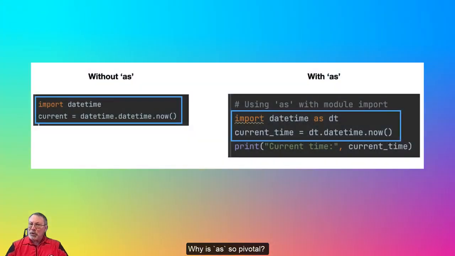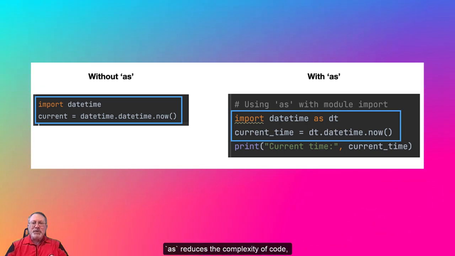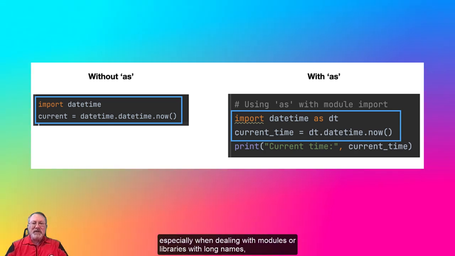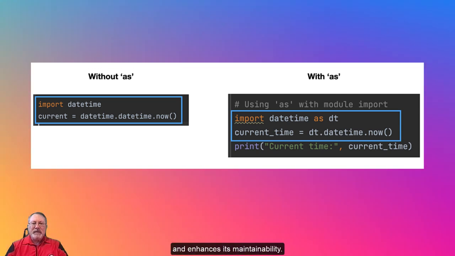Why is as so pivotal? Its main role is simplification. By allowing programmers to rename, as reduces the complexity of code, especially when dealing with modules or libraries with long names, and enhances its maintainability.